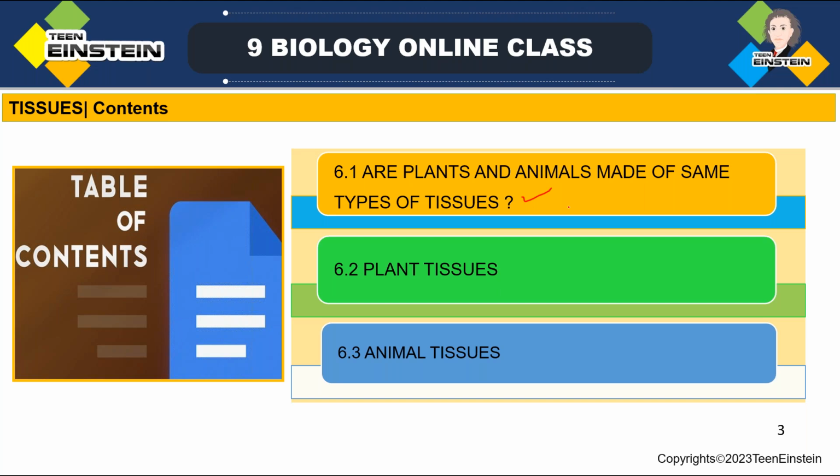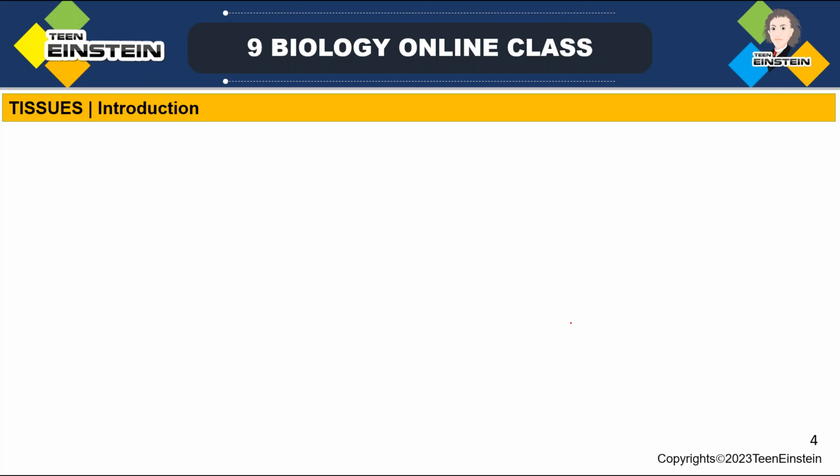The general concept of what a tissue is, we have already covered in part 1. Then whether both animals and plants are composed of the same type of tissue, that is the next question. Then plant tissues, what are plant tissues and what are animal tissues. These are the main topics which we are covering in this chapter. So here we said what are tissues, right?